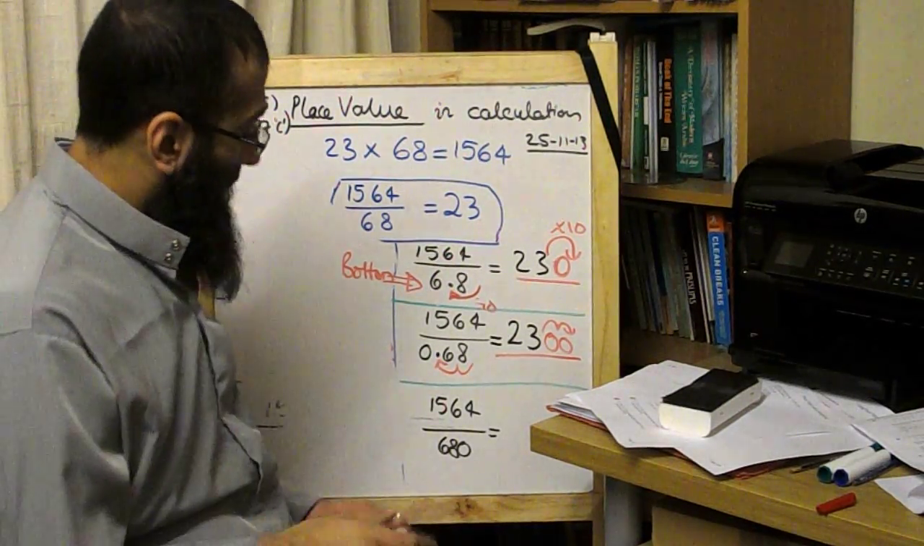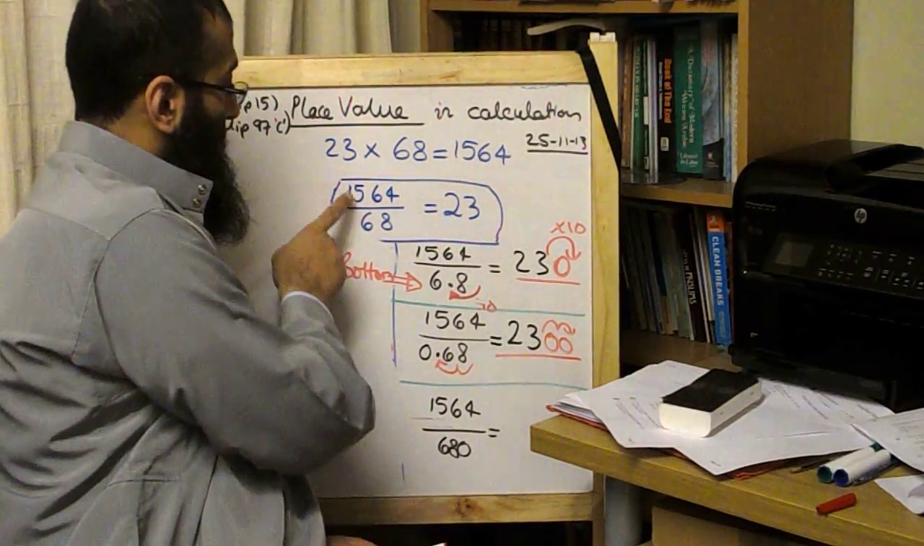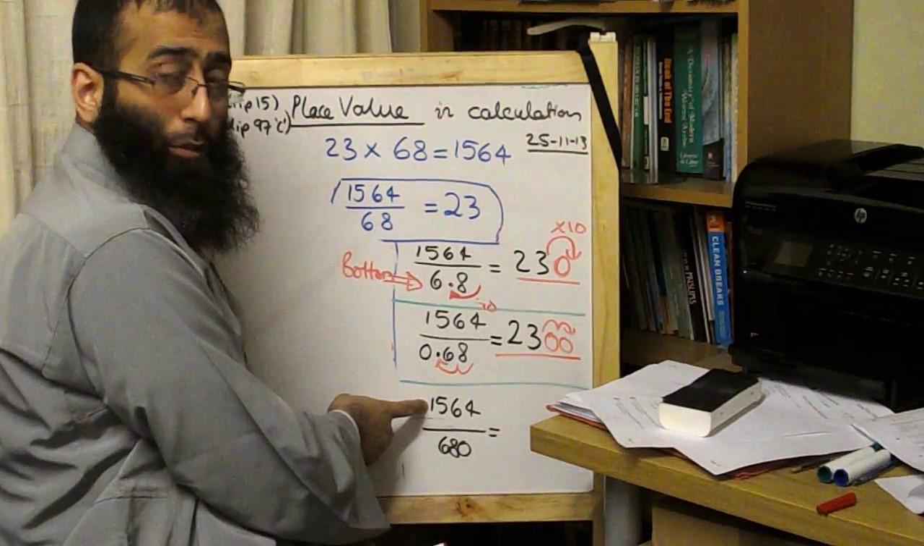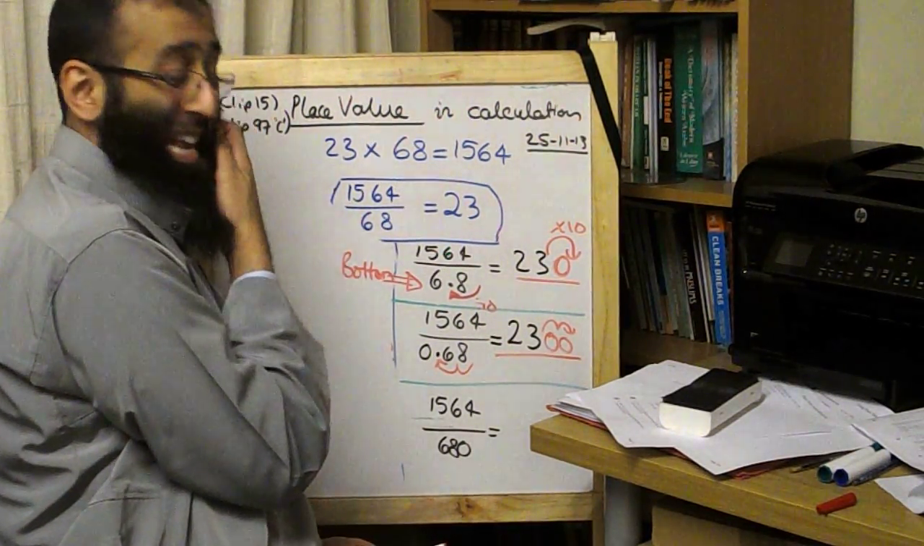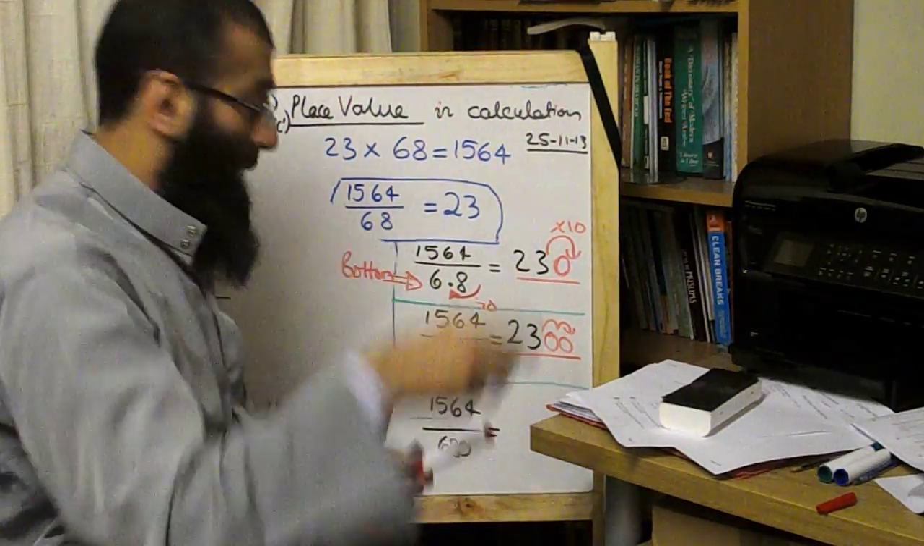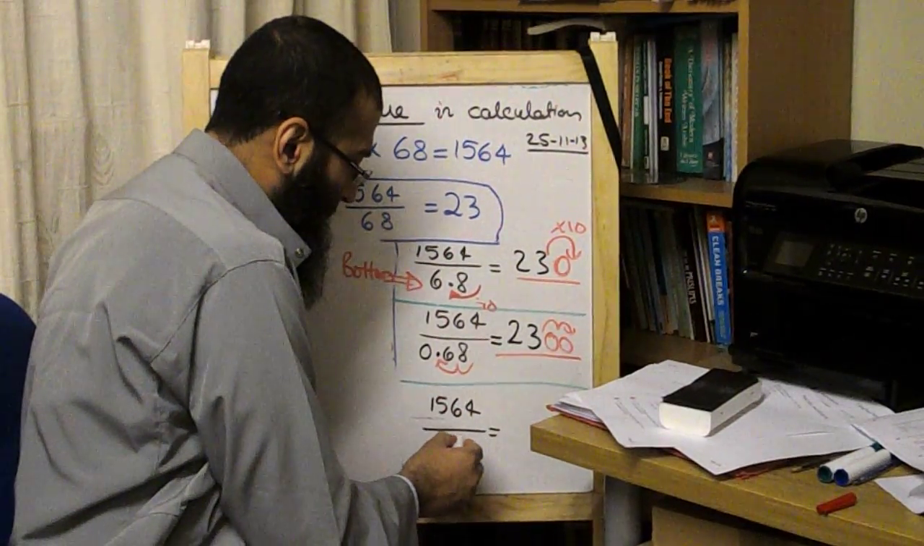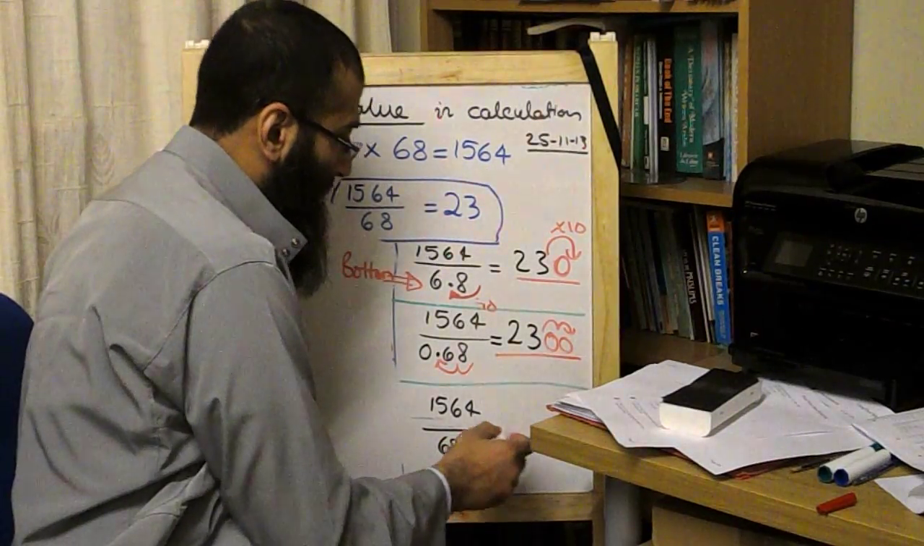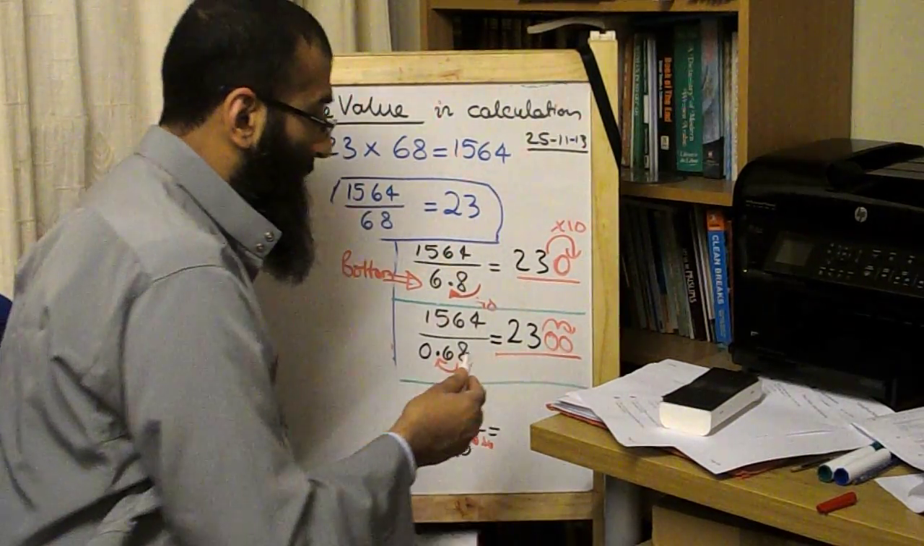Okay. Now, we have 1564 in the next question. It should be divided by 68. Now we divide it by 680. Now we're making the bottom one 10 times bigger. If we make the bottom one 10 times bigger, we should have got an answer of 23 originally.